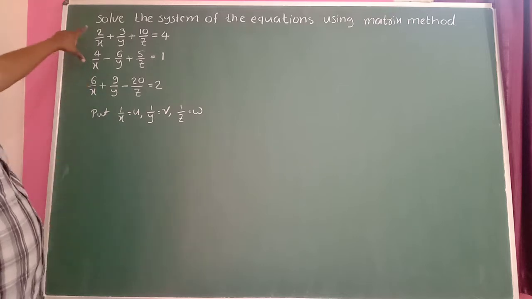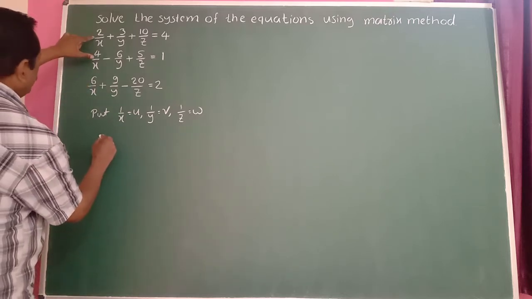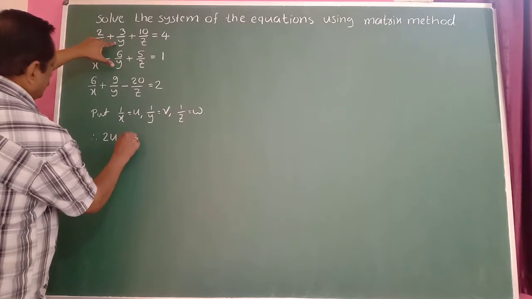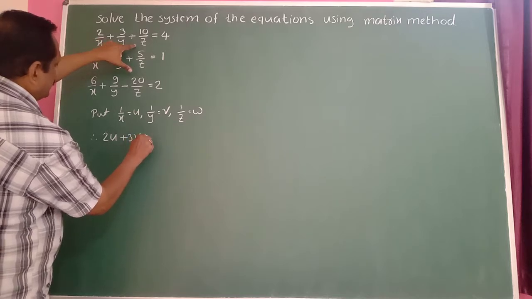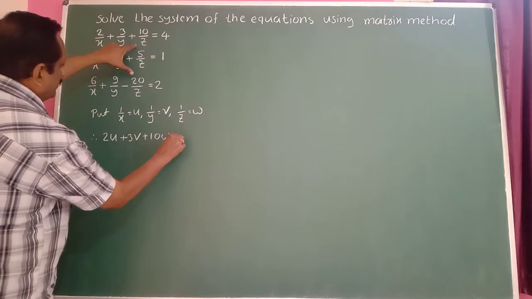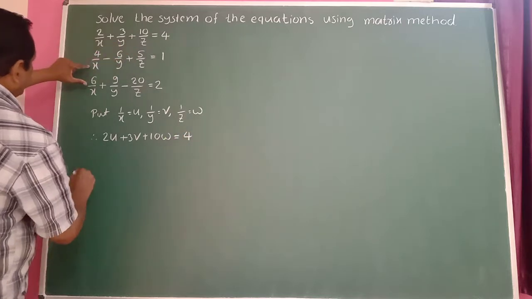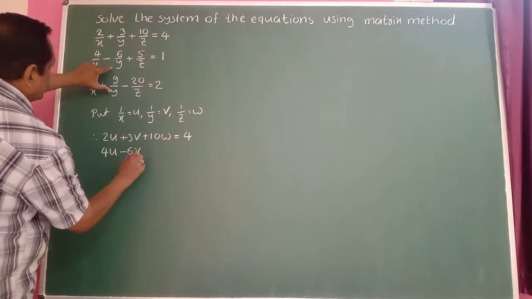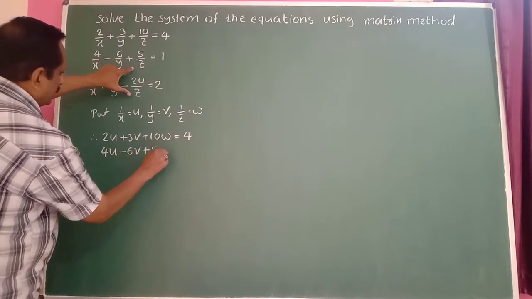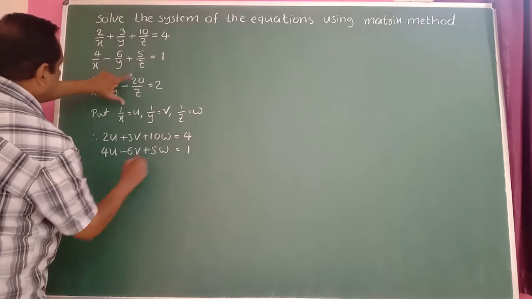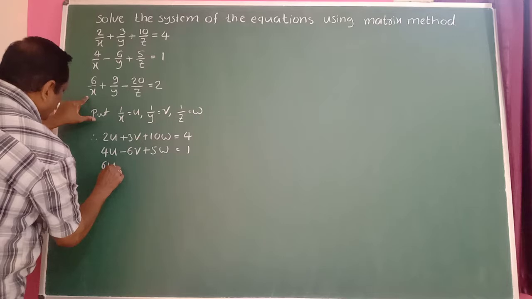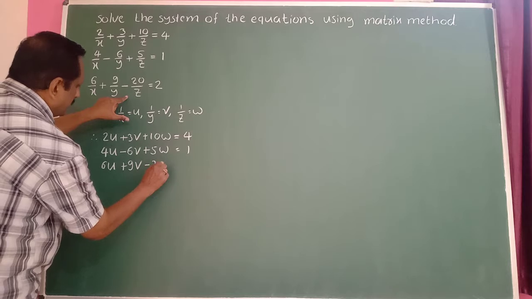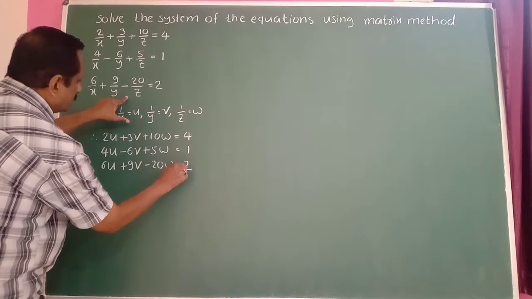Therefore, this equation can be written as 2u plus 3v plus 10w is equal to 4. Then 4u minus 6v plus 5w is equal to 1. Then 6u plus 9v minus 20w is equal to 2.